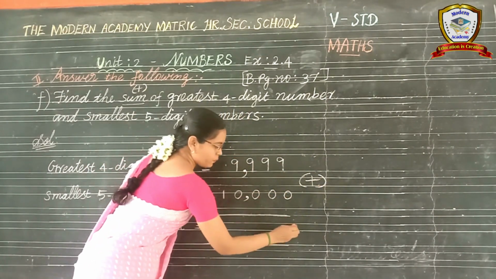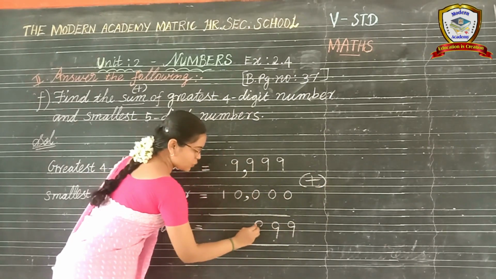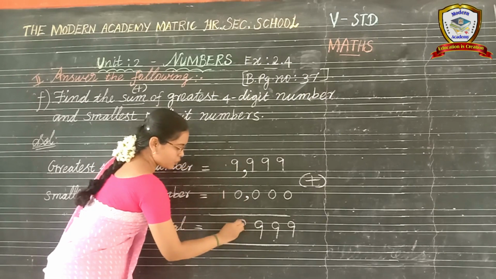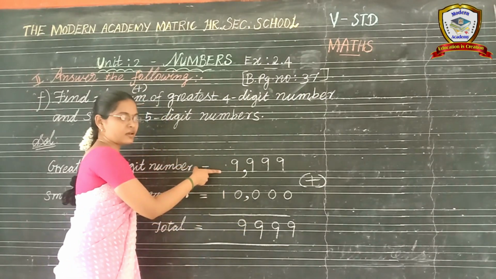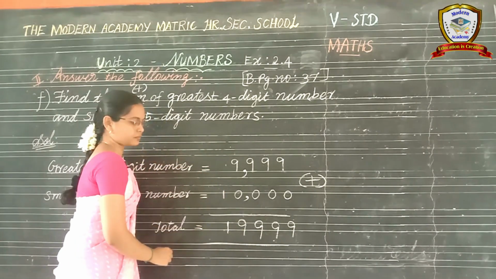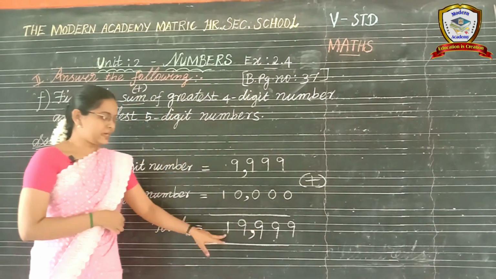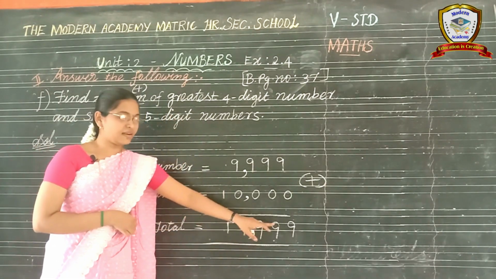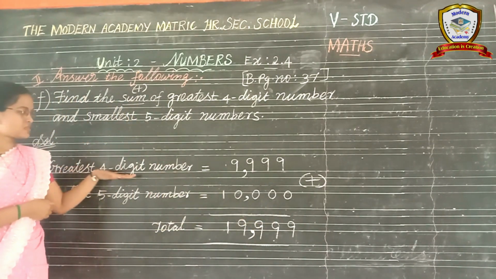I am going to add these numbers. 9 plus 0, 9. 9 plus 0, 9. 9 plus 0, 9. 9 plus 0, 9. And here there is only one number given, there is no number to add, so directly we can write this number 1. So what is the answer? Total is 19,999.